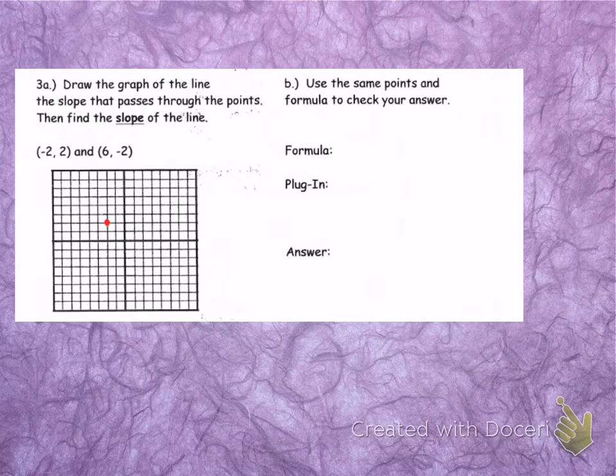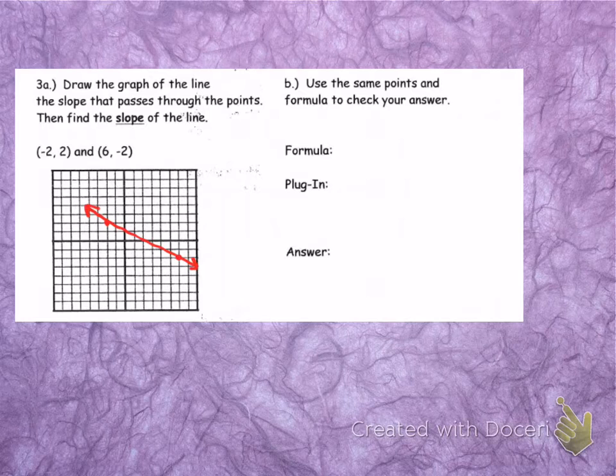And then our second point is 6, -2. So I'm going across to the right 6, and down 2. And there's our second point. And then we just connect those two to make a line as straight as we can. And then we can use that graph, and we can use the formula to find our slope.